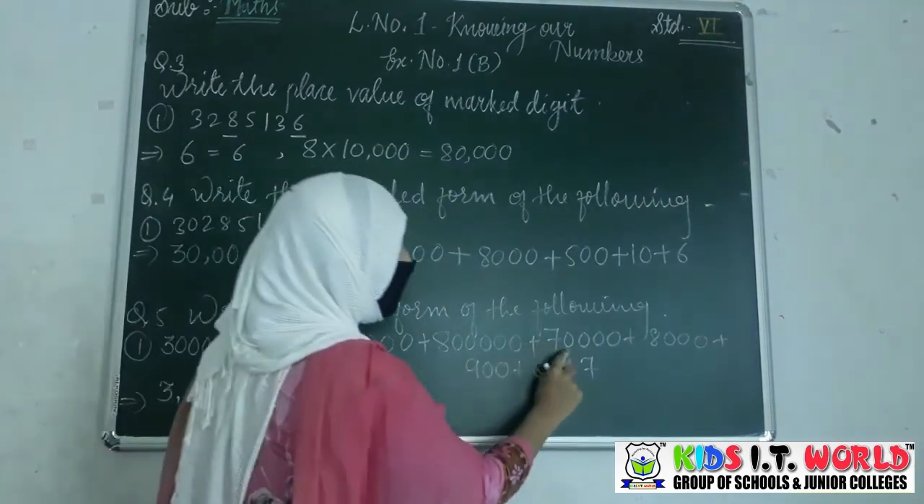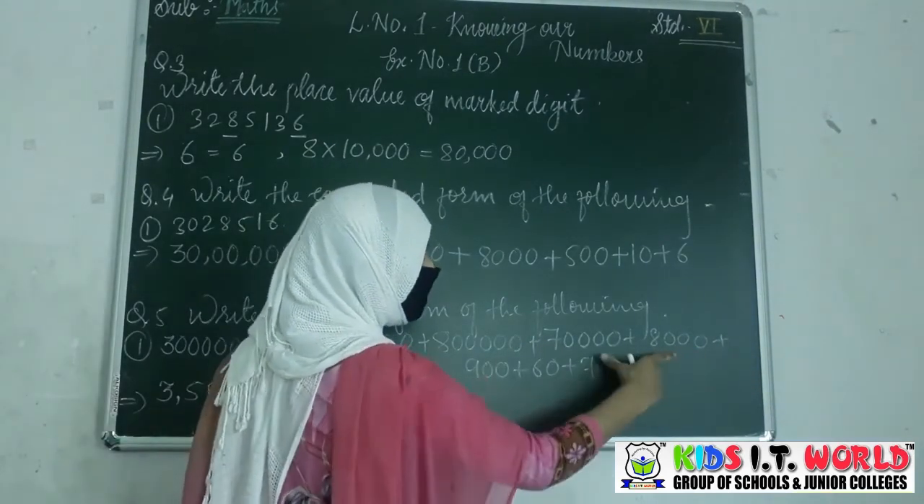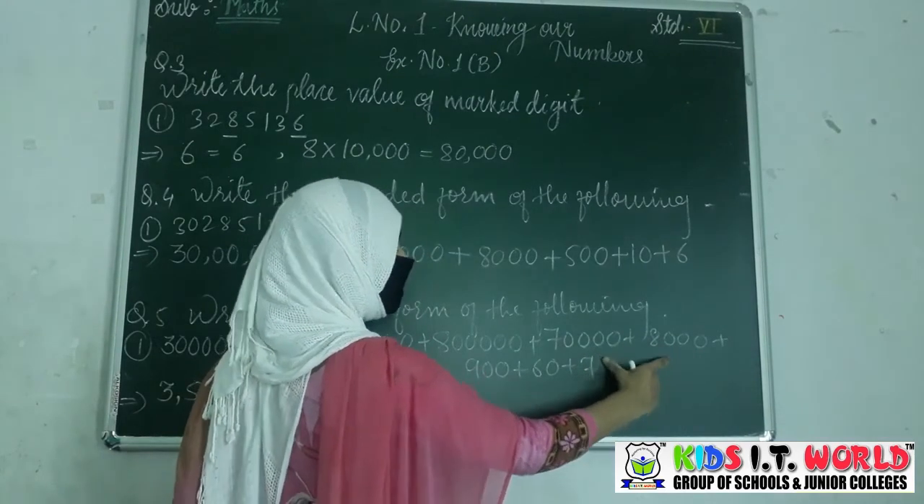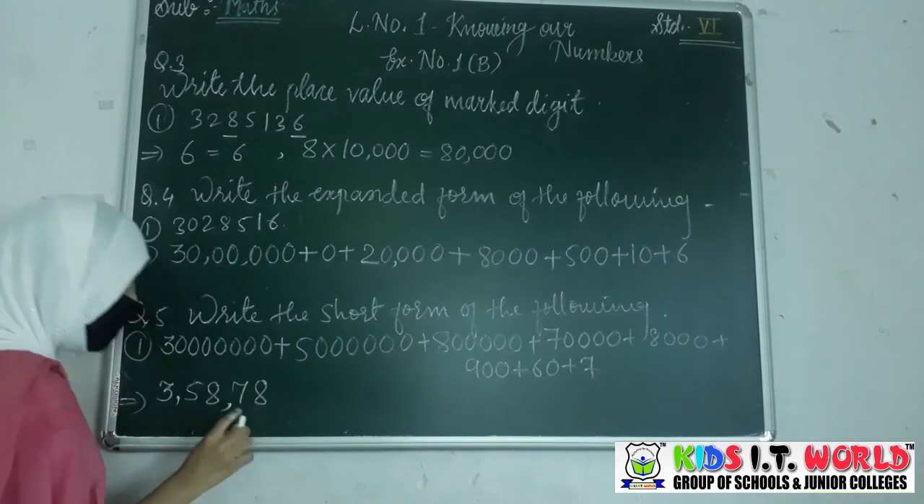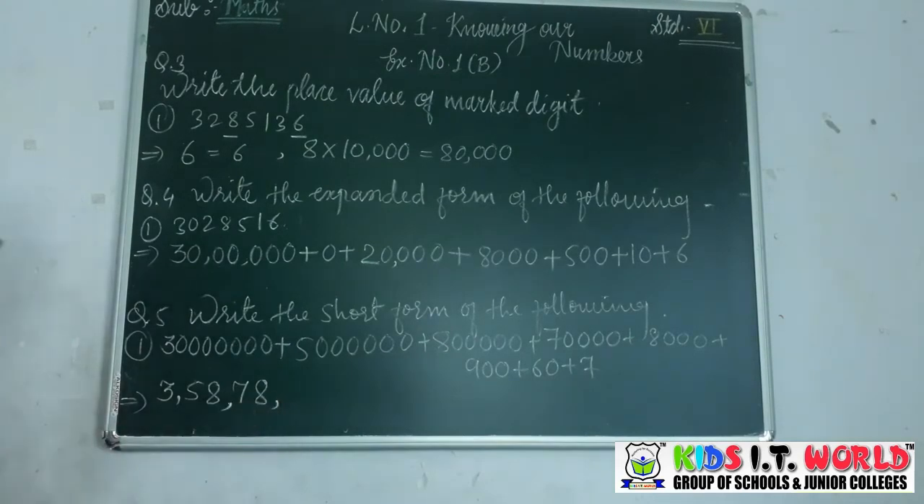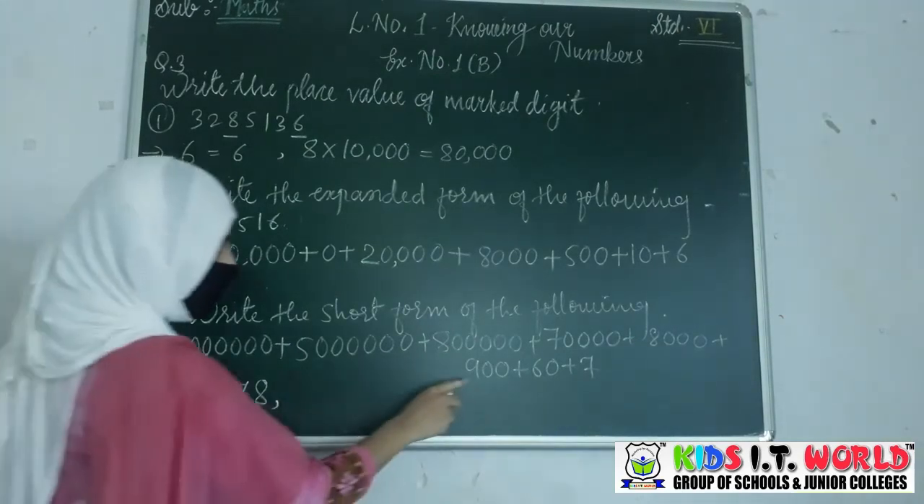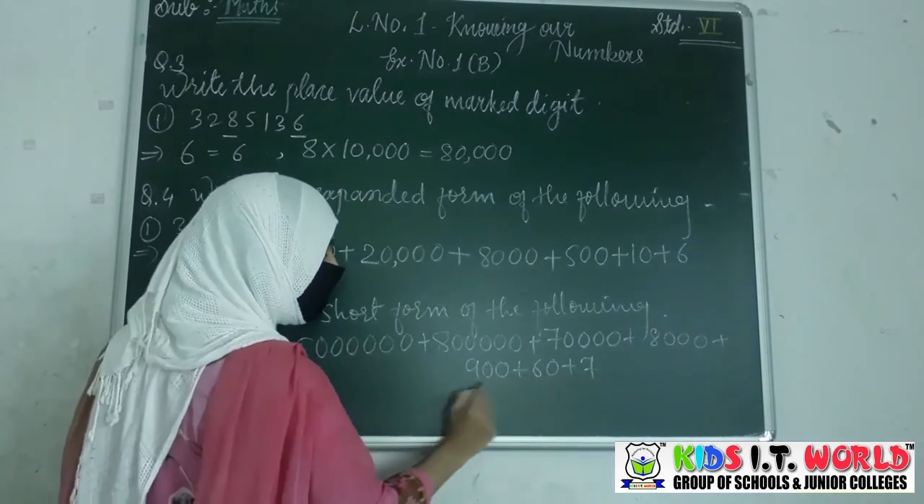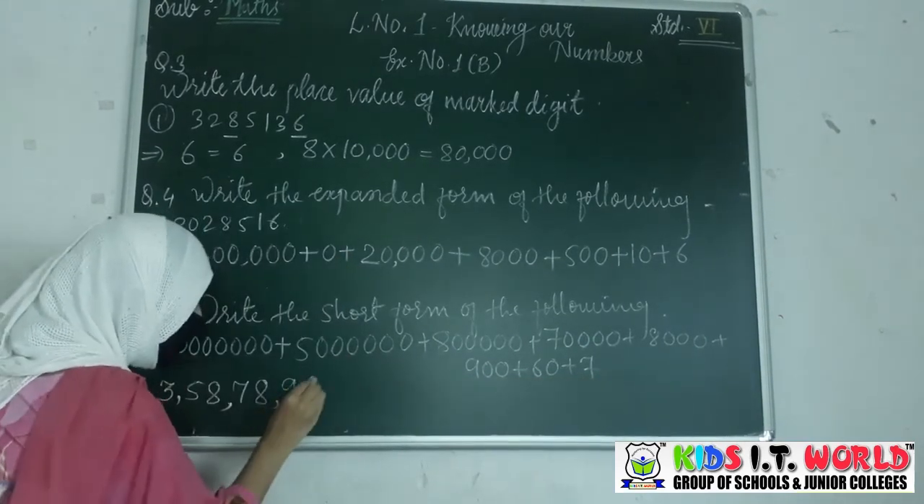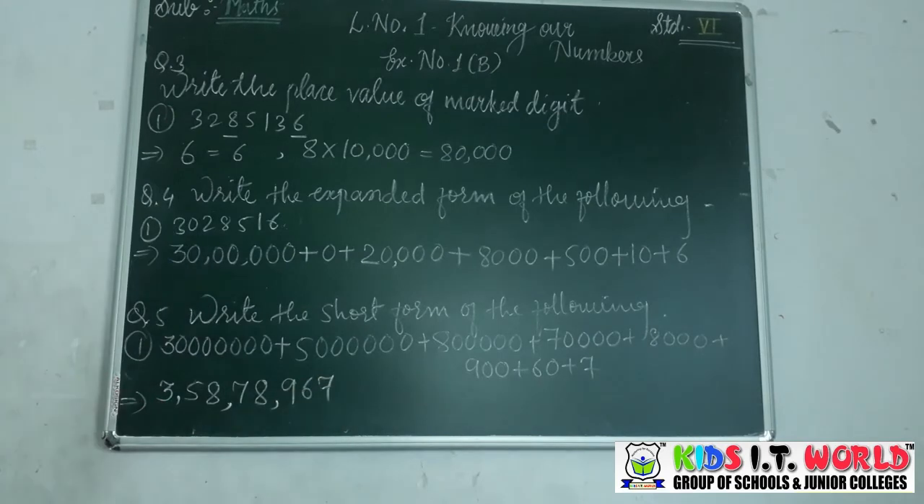So after the separate period you have to put the comma. Now here it is 70,000, it is 8,000. These two are in the same period, and these two you will get 78,000. So this is also a separate period. Put the comma after the separate period. Now the last one, it is 967. This is also in the one period. So you will add this and you will get 967. In this way you have to write the short form of the following, or if the short form of the following is given to you, in this way you have to expand the number also.